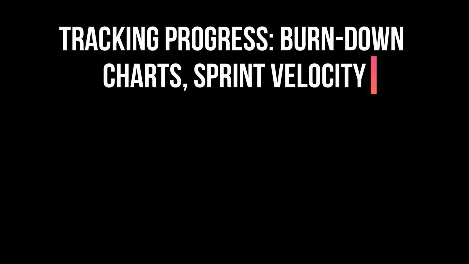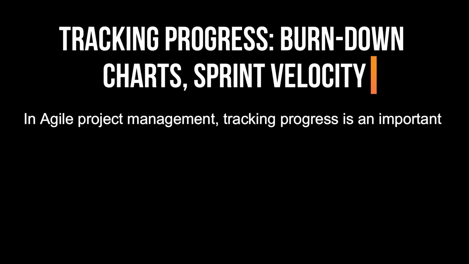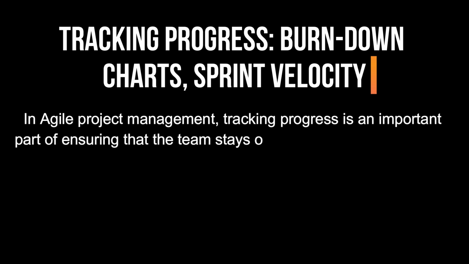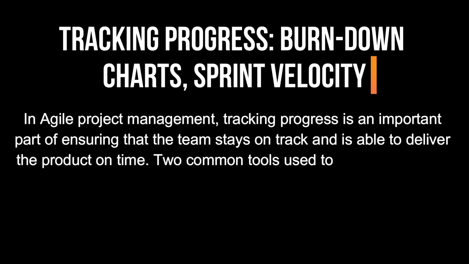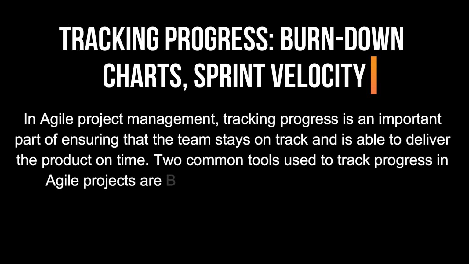Tracking progress, burn-down charts, sprint velocity. In Agile project management, tracking progress is an important part of ensuring that the team stays on track and is able to deliver the product on time. Two common tools used to track progress in Agile projects are burn-down charts and sprint velocity.